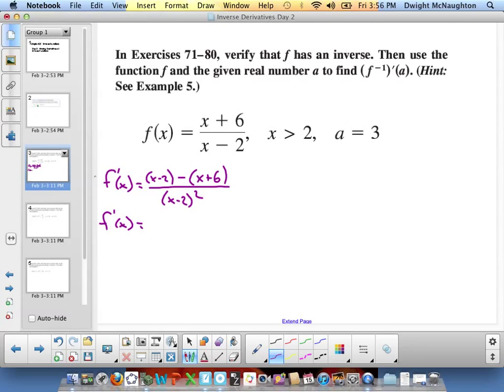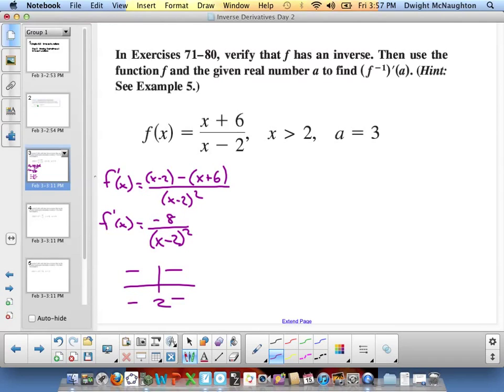So x minus x is 0. Negative 2 minus 6 is negative 8 over (x minus 2) squared. Only critical number is 2. And since the bottom is always positive because it's squared, and the top is always negative since it's negative 8, we can see that this is always decreasing. So this function's monotonic, so it has an inverse.